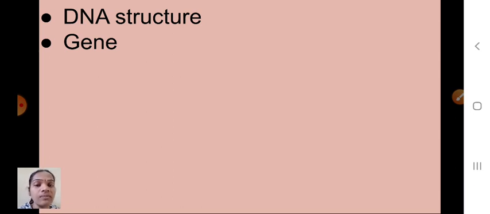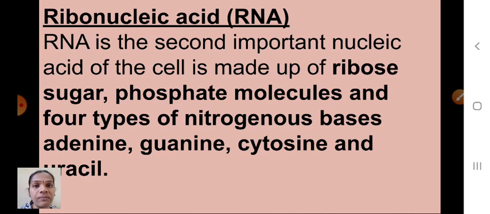So next we discussed what is meant by gene. Can anyone say what is meant by gene? Very good, the small segment of DNA is called a gene. So what is the important function of a gene? Through this gene, hereditary characteristics are transmitted from one generation to the next generation. That is called what? Gene. Okay, children. So this session I'll start with ribonucleic acid.